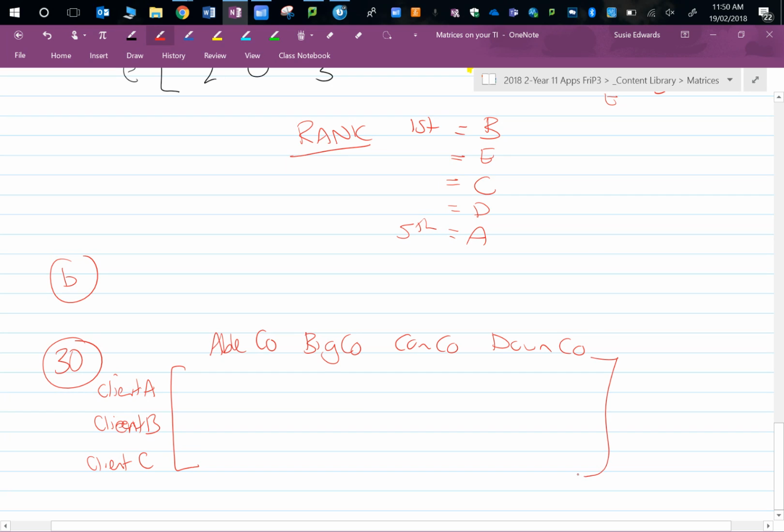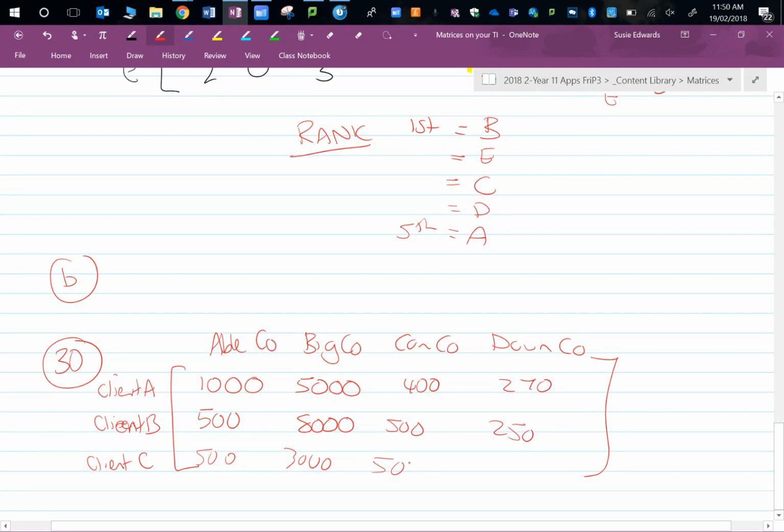There's 4 different companies. What does a row show? The columns show you the 4 different companies. What do the rows show you? Good. It shows you client A has 1,000 shares in Able, 5,000 shares in Big, 400 shares in Con, and 270 shares in Down. Can you guys see that? That's what it's saying. Then client B has 500, 8,000, 500, 250, and then client C has 500, 3,000.